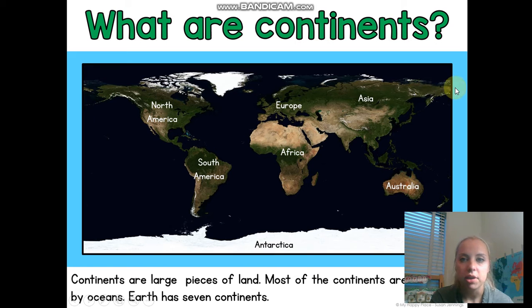So this is a map of the Earth, as you can see, and they've flattened it out, just like the one that I have behind my head over here. So there are 1, 2, 3, 4, 5, 6, 7 continents: North America, South America, Europe, Asia, Africa, Australia, and Antarctica. North America is the continent that we live on. It has different countries: Canada and Mexico and the United States.